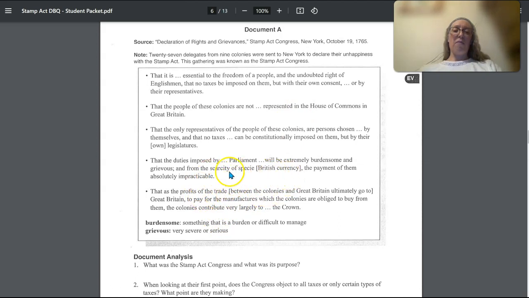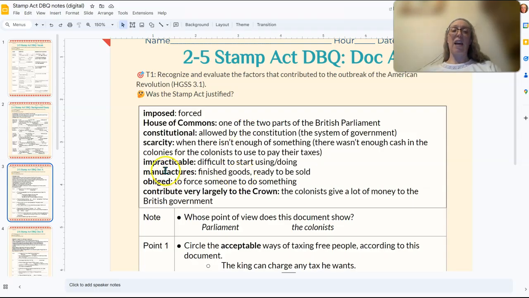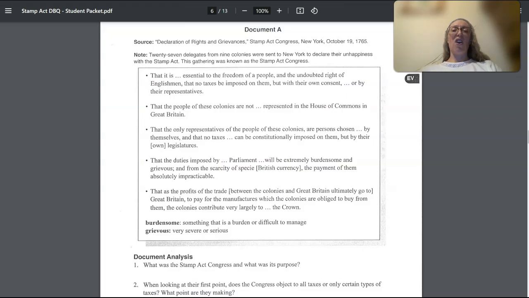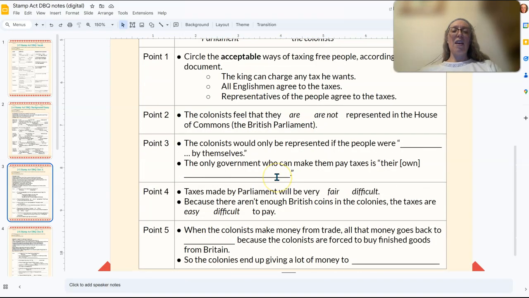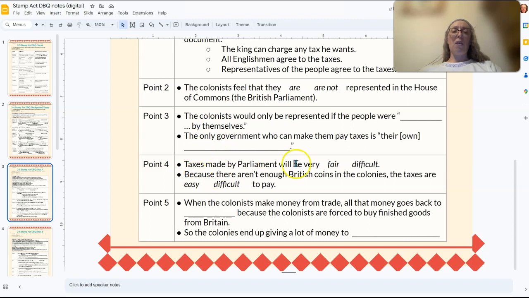So, there we go. And from the scarcity of specie, British currency, the payment of them absolutely impracticable. Impracticable is a word that I even had to actually look up to make sure I got it right. Difficult to start using or doing. It's hard to do. Impracticable. It's absolutely impracticable. So what does it mean? On point 4, you're going to circle one word for each sentence.